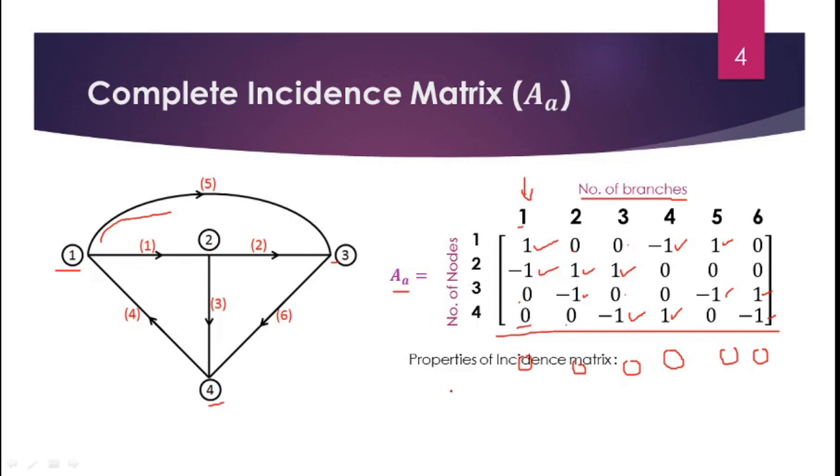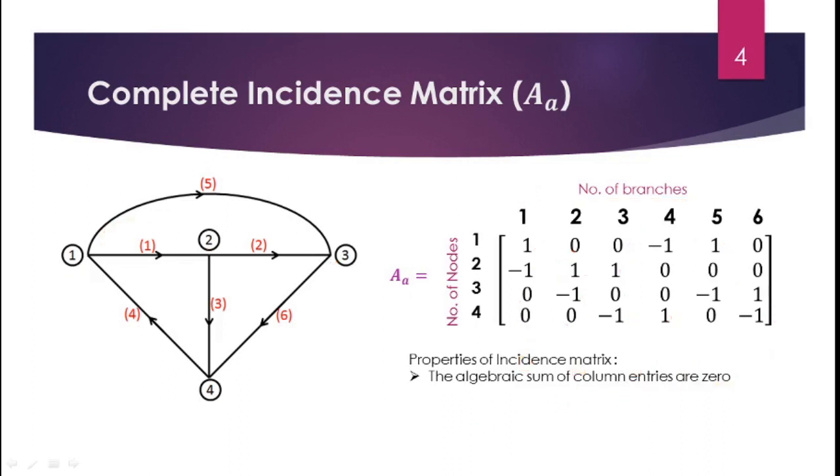So here you may find the properties of the incidence matrix. The algebraic sum of column entries is 0. And the determinant of the incidence matrix of a closed loop, for any closed loop, will be 0.